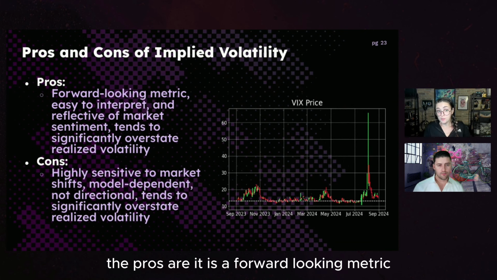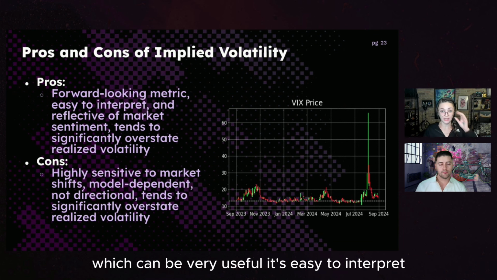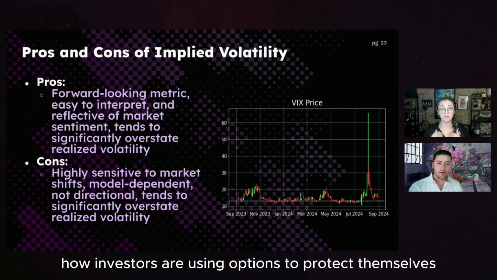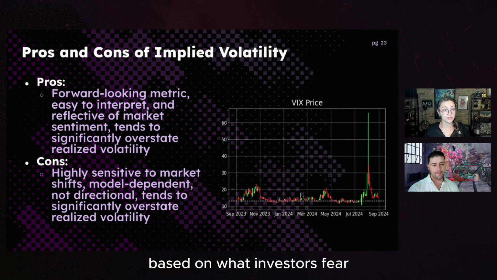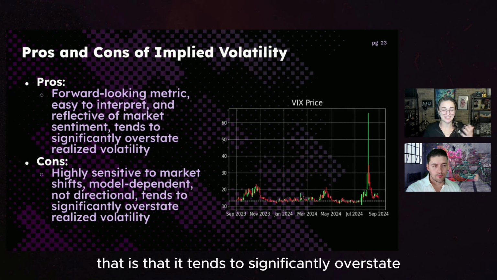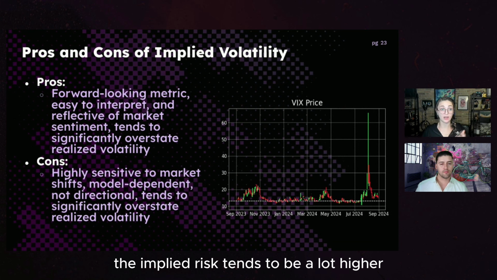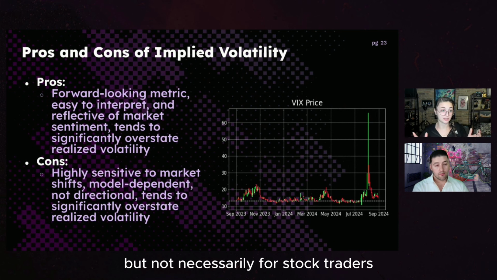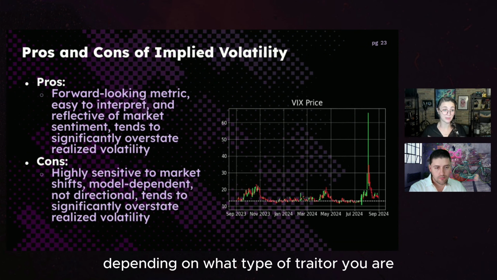The pros are it is a forward-looking metric, which can be immensely helpful. It gives us a forecast, which can be very useful. It's easy to interpret, and it also reflects market sentiment. Remember, when we're using implied volatility, this is based on how investors are using options to protect themselves. So it gives us an idea more of market psychology than anything else, based on what investors fear. And then one of the other pros is that it tends to significantly overstate realized volatility. So the implied risk tends to be a lot larger than the actual realized risk, which is helpful for options traders, but not necessarily for stock traders. It can actually potentially be bad for stock traders. So for me, I put it in a pro and a con, depending on what type of trader you are.